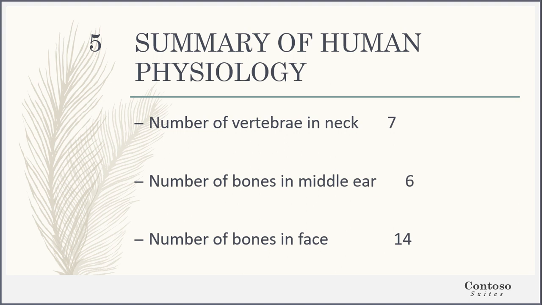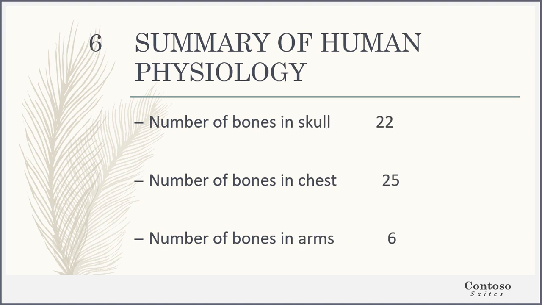Now we'll discuss the number of vertebrae in the neck portion. These are 7. So we have 7 vertebrae in our neck region, or we can say on the upper side of the vertebral column. The number of bones in the middle ear is 6. The number of bones in our face is 14. There are some large bones and some small bones in our face.